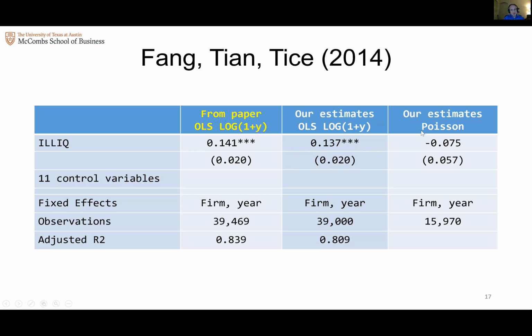But then when we estimate a Poisson model, we get something that's actually negative and insignificant in this case. So again, we're getting a pretty big discrepancy between what the log of 1+ model tells us and what the Poisson model tells us. And again, that would worry me a little bit, given the fact that we know there may be some bias in this log of 1+ model.